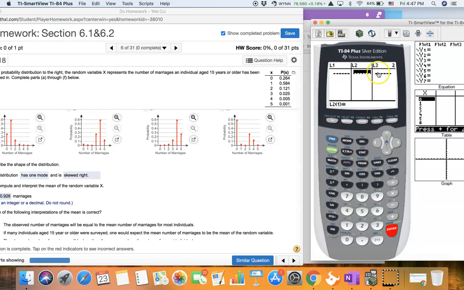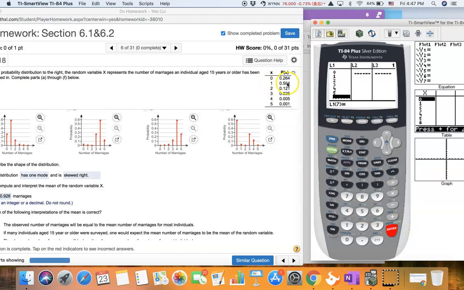And then you will see there are so many columns. So we start to put our data into each column. The first column is for the random variable value. So 0, enter, 1, enter, 2, enter, 3, enter, 4, enter, and 5, enter.